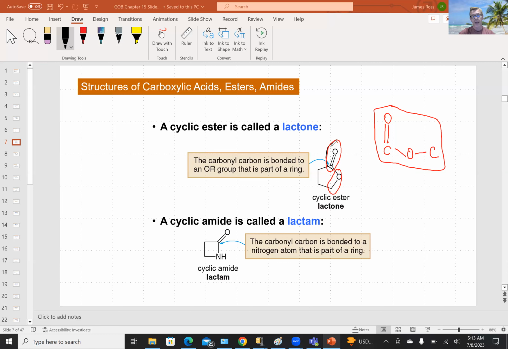And a cyclic amide, we call a lactam. And you can see here, it's an amide because it's got the carbonyl. It's got an adjacent nitrogen. So that's what makes it an amide. And you can see that structure right here. It links in on itself, so we have a lactam.